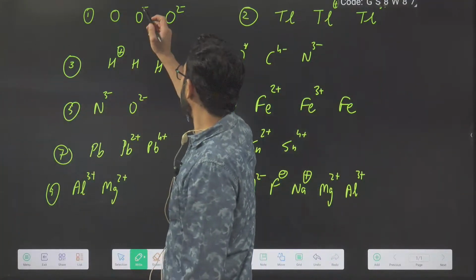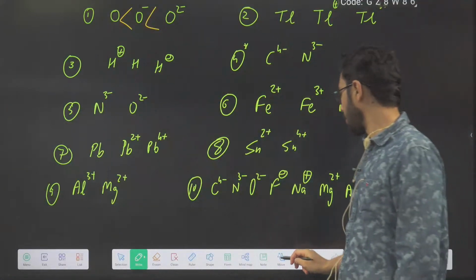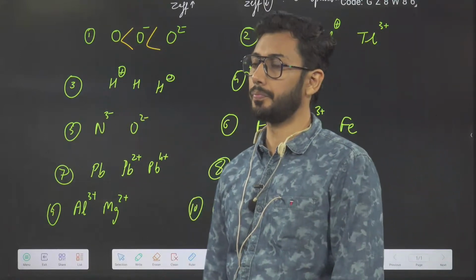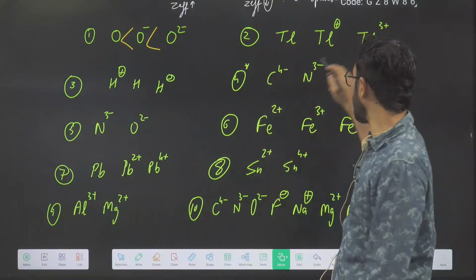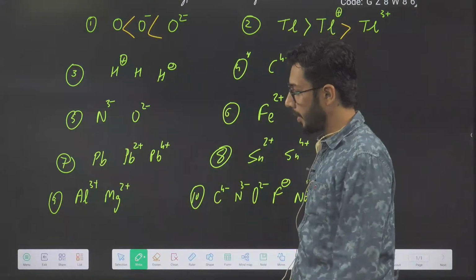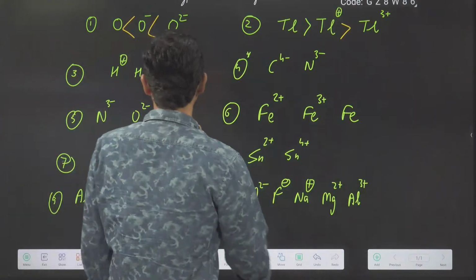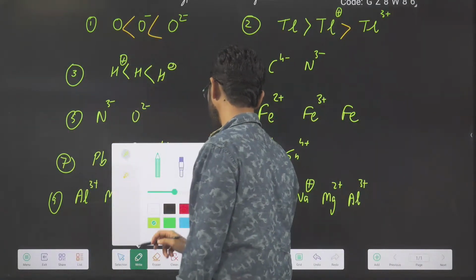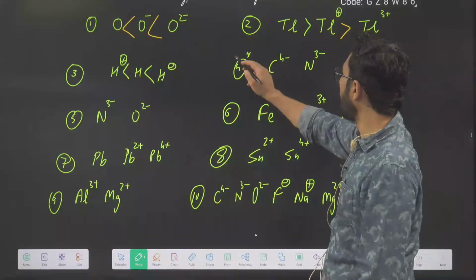In the first one, the size of the ions: higher the negative charge, more will be the repulsion, more will be the ionic radius. Very good. Second one, higher the positive charge, lesser will be the ionic radius. The neutral is bigger than +1, which is bigger than +3. Similarly, next one. Next one. Now in the next, which case is it?